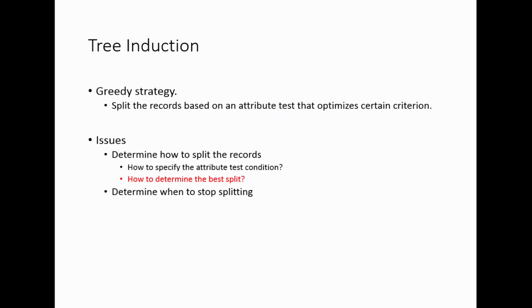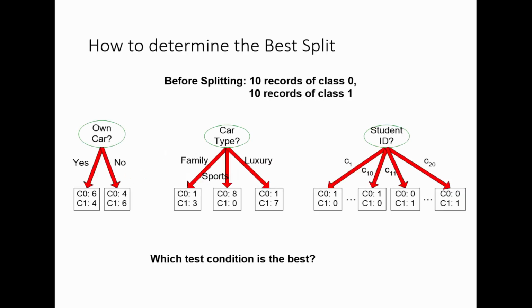Okay, so how to determine the best split? We have seen how to do splits, but how to determine the best split? We'll take an example. So here is the split. We have got 10 records with class 0, and another 10 records with class 1. So we have 0, 0, 0, such as 10 of class 0, and 1, 1, 1, another 10.